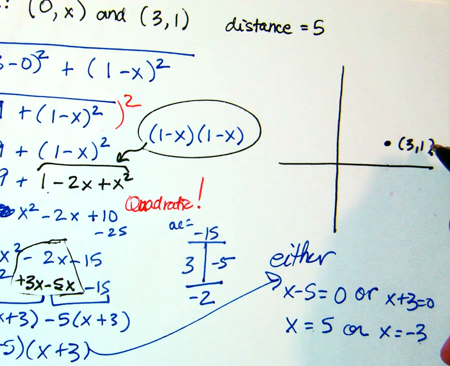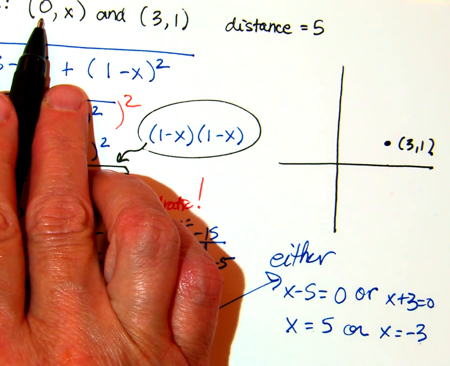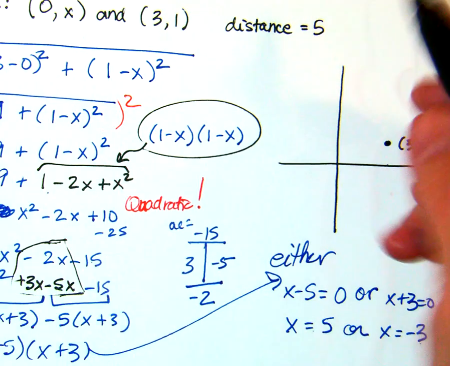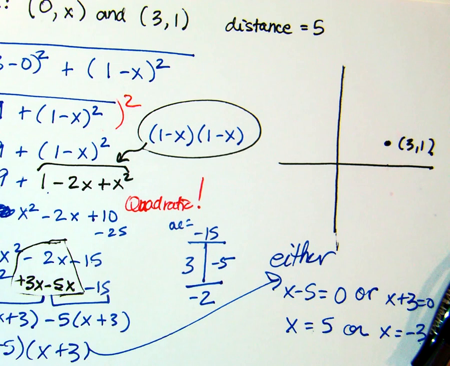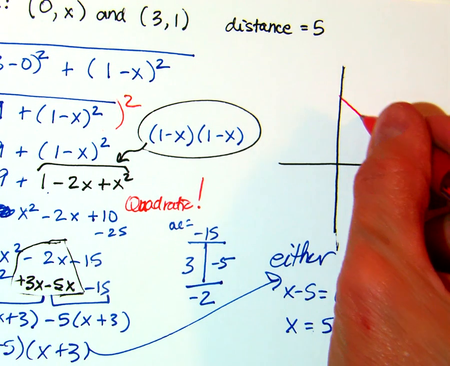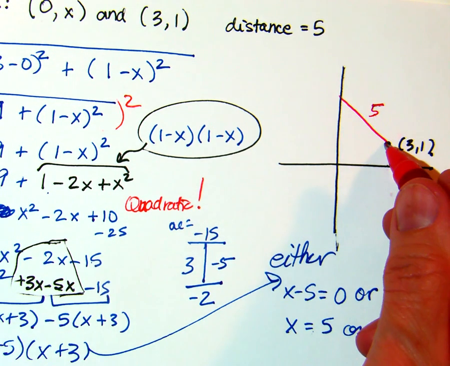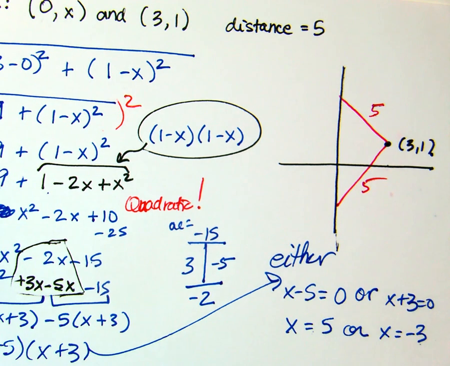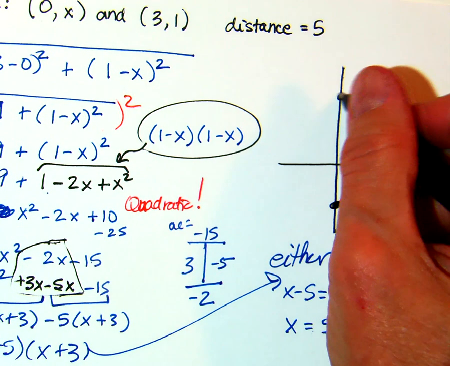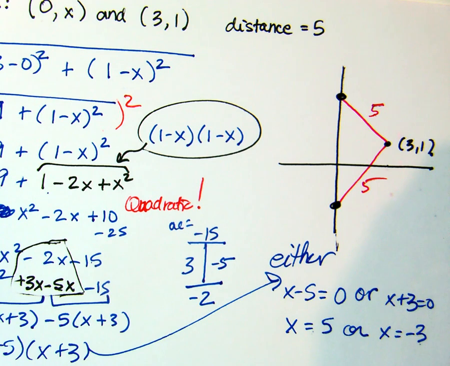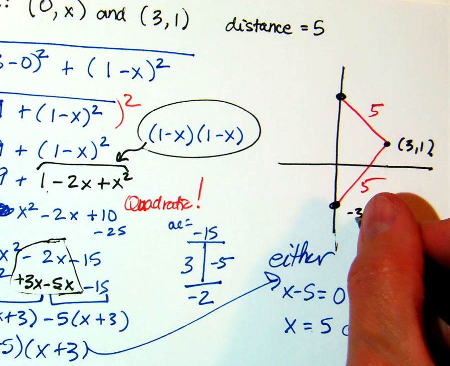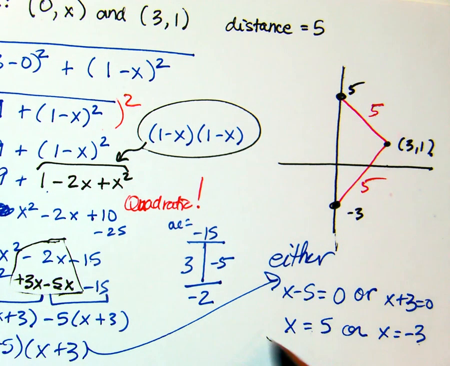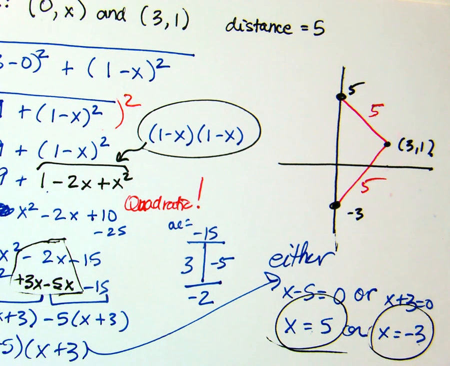And then somewhere where x equals 0, that would be here. Well, look. That's 5 units, and that's 5 units, but both of them are when x equals 0. This 5 units puts it down at negative 3, and this one is up at 5, and those are the 2 answers. I probably should have used y. Okay?